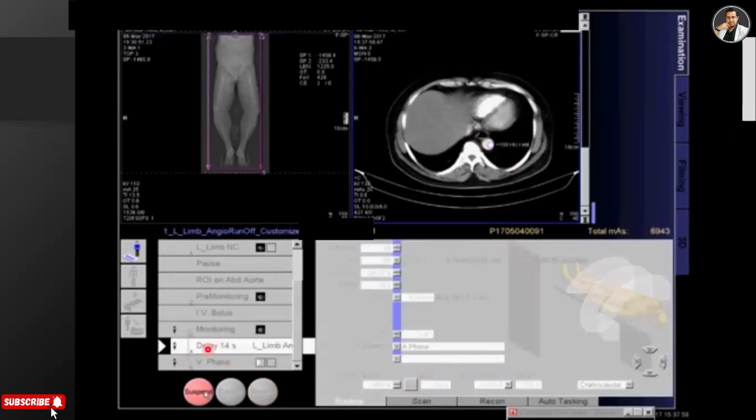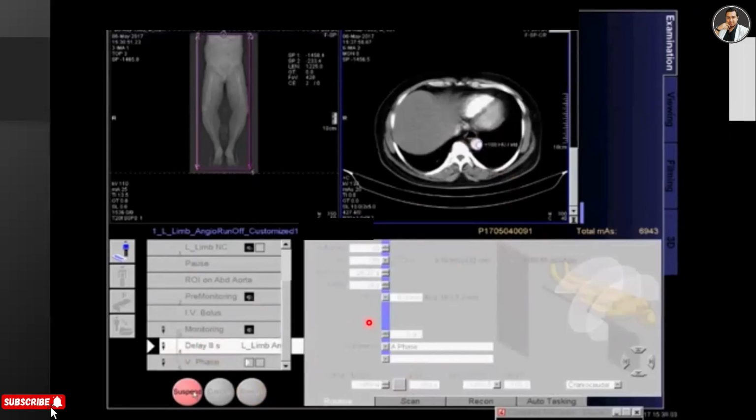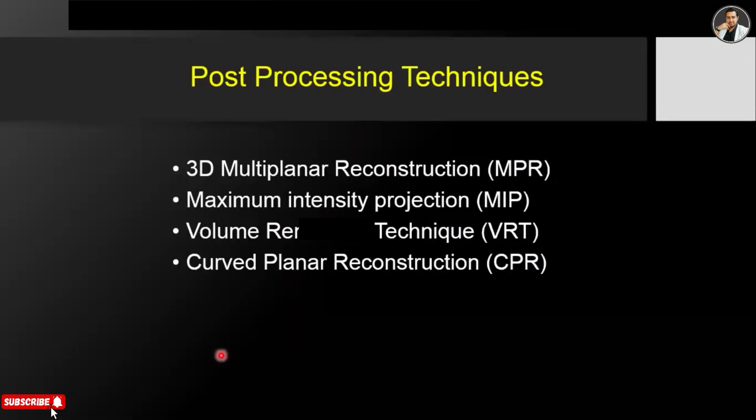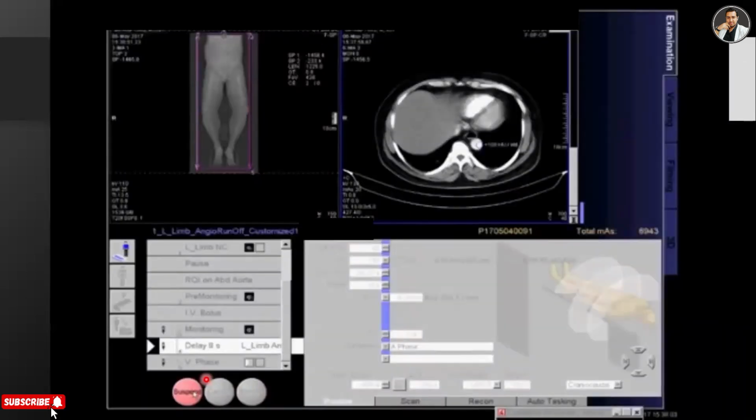The scan of the NGO will start. But before the scan, the delay time will be 14 seconds. The scan will start after 14 seconds. As you can see, there is a noise second. After 9 seconds, the scan of the NGO will start. After that, the scan of the NGO will end.